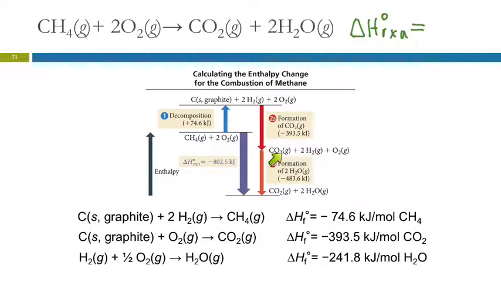So that got us carbon dioxide, and then what's left is the hydrogen and the oxygen, forming 2 moles of water. Each mole of water, here we have the formation reaction down here, releases 241.8 kilojoules. We're forming 2, so we multiply by 2.